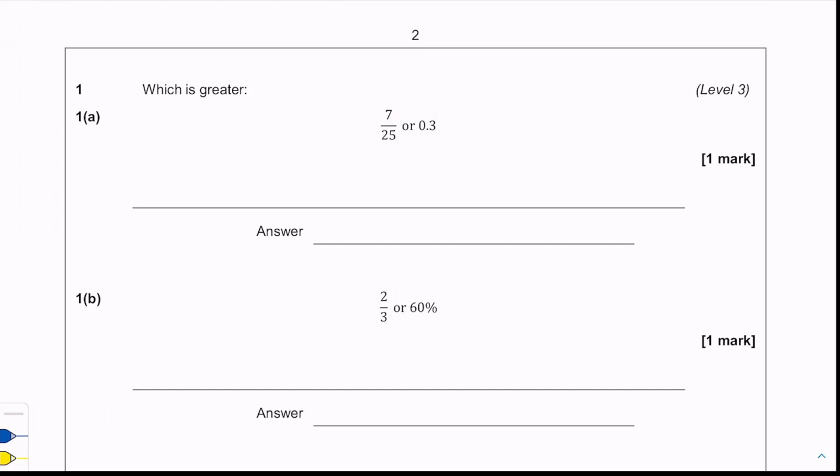This one is of course already done, so this is 0.3. But we can convert the left-hand side one into a decimal by multiplying top and bottom by 4. If we multiply everything by 4, we end up with 28/100, and we should be able to spot that this is equal to 0.28. So which one is bigger? Our answer is 0.3, so 0.3 is the bigger value.